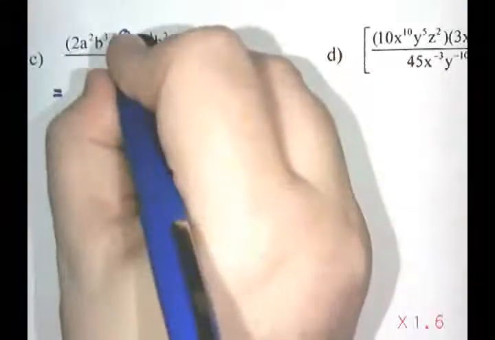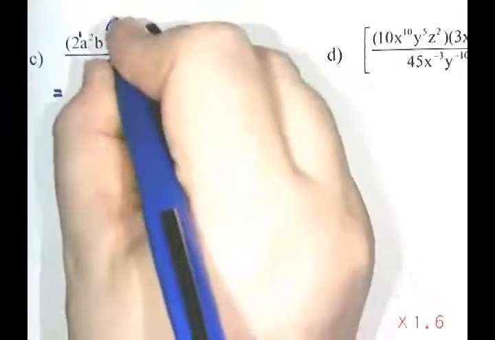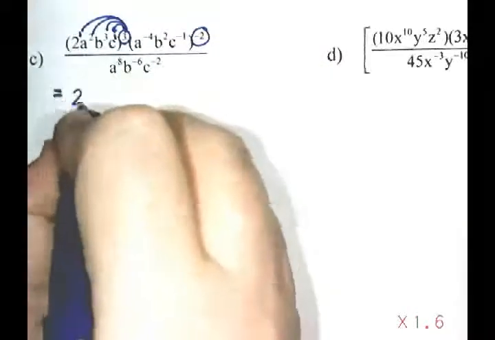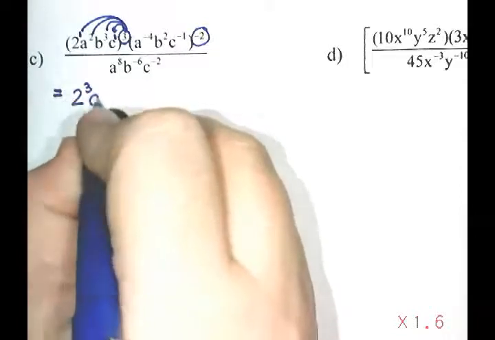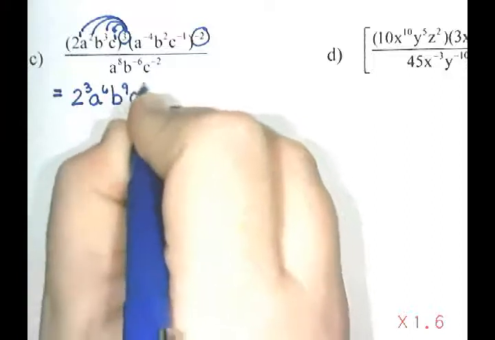Now, the c has a secret exponent of 1, as does the 2. So we're going to do 3 times 1, 3 times 3, 3 times 2, and 3 times 1 to get 2 to the power of 3, a to the power of 6, b to the power of 9, c to the power of 3.